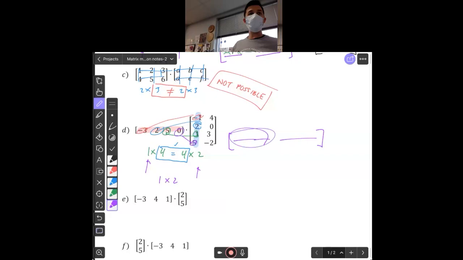I only have 2 spots to fill here, right? That's why it's so important to set up your work matrix. I only have 2 spots to fill. I can't write a whole bunch of numbers all over the place. Okay?